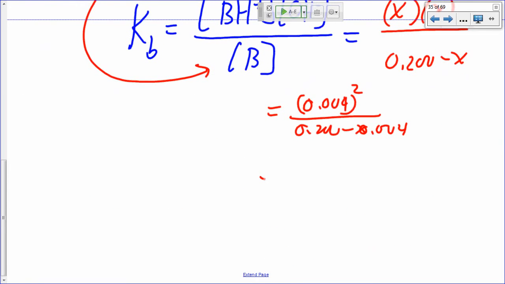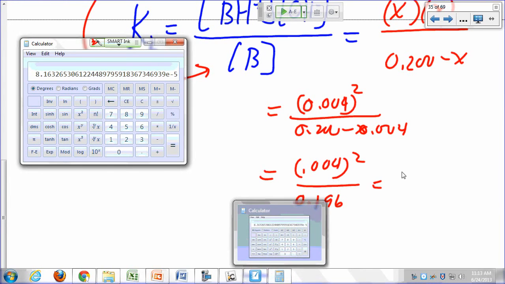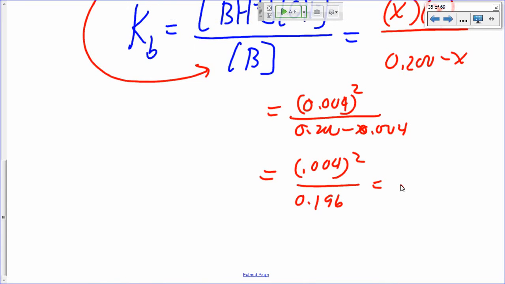That gives you how much? 0.004 squared over 0.196. 0.004 times 0.004 divided by 0.196. That's 8.2 times 10 to the negative fifth. Since I only have one sig fig here, it's 8 times 10 to the negative fifth. Okay?